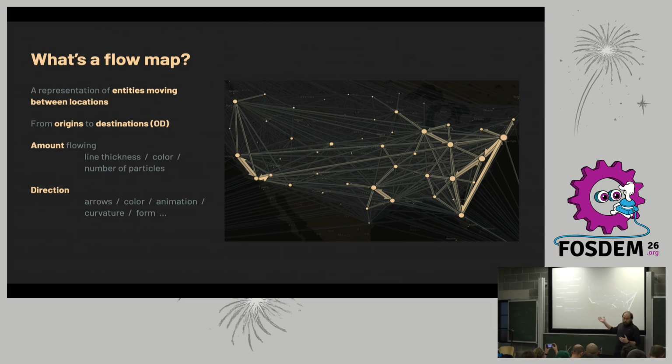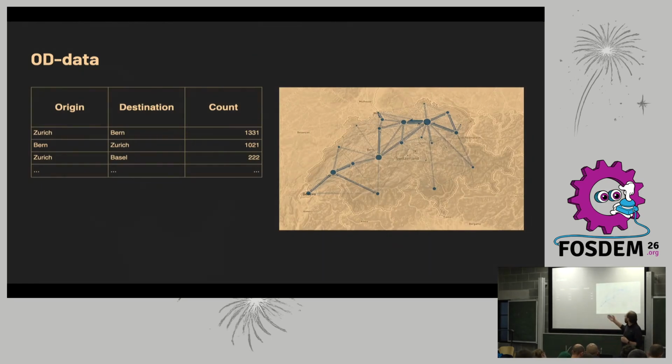And so a flow map is a way to represent that, and often the thickness of the arrows is used to represent the amount of people moving, or the color. Or sometimes you see animated particle animations, where the number of particles represents the number of people moving. And the direction is important as well. So an arrow is a naturally understood representation of that. And the kind of data which can be represented that way is often called origin-destination data, OD data. So you basically have a table with origin, destination, and count. You can have additional columns for attributes like time or mode of transport.